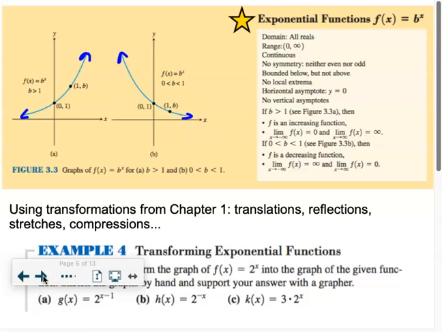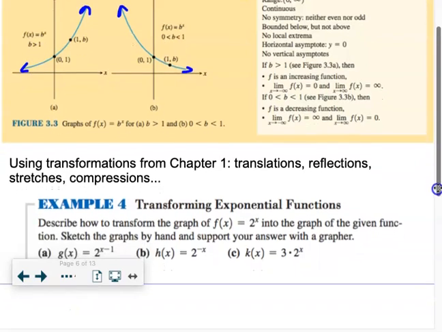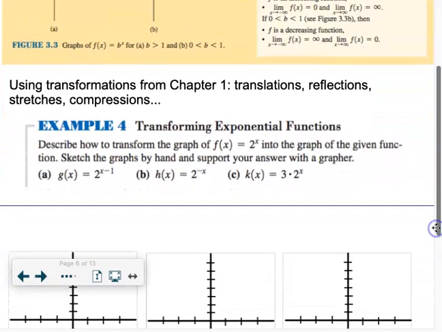So that's exponential functions. Now what we want to do is take a step towards, okay, what about all the transformations? What does that do? So using transformations from chapter 1, we want to take a look at translations, reflections, stretches, and compressions. And it says describe how to do this transformation, what would it be, into the graph of the given functions, and then sketch the graph by hand and support your answer with the grapher. So we're starting with the basic y equals 2 to the x, and suddenly it becomes g of x equals 2 to the x minus 1.